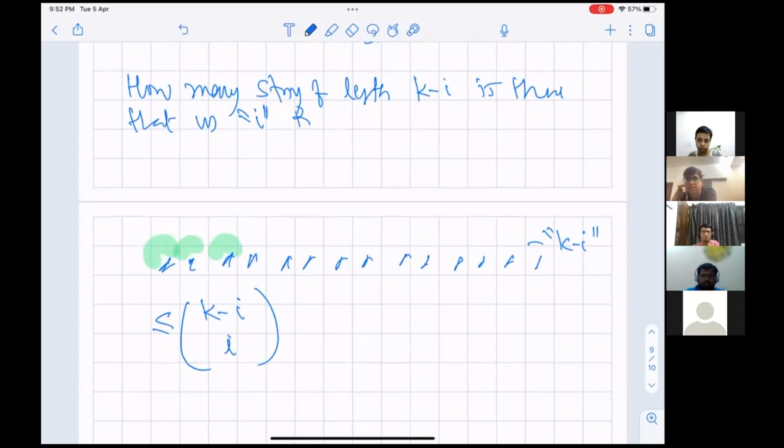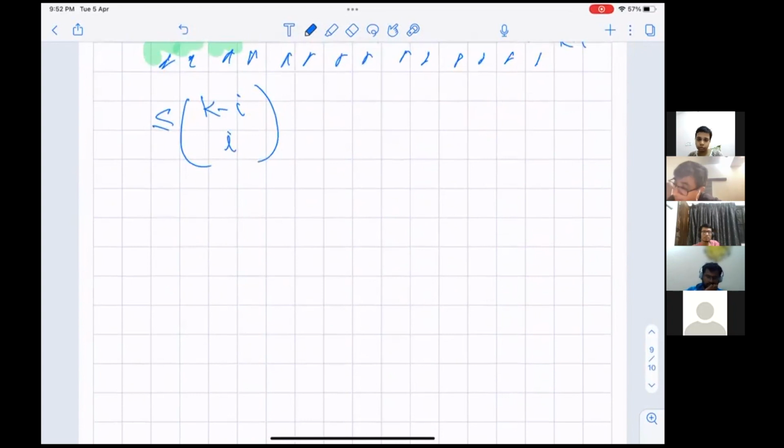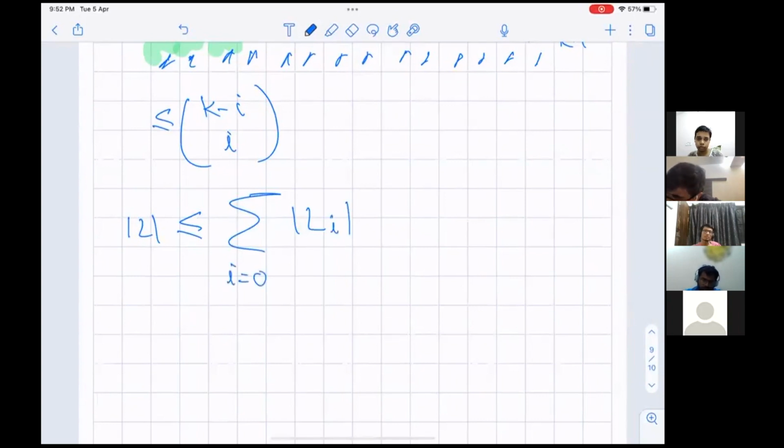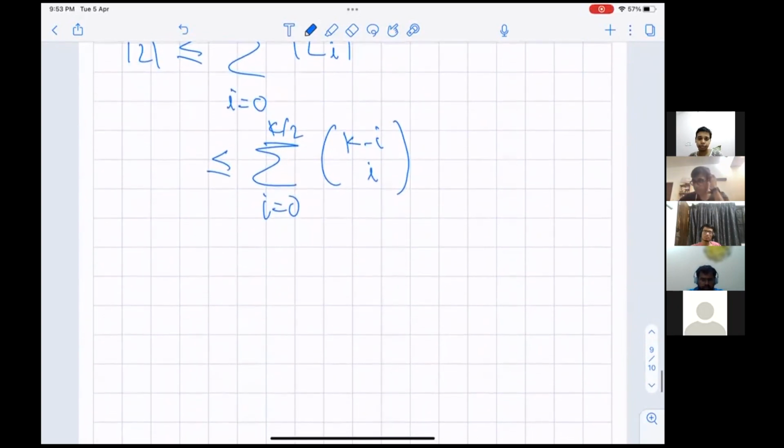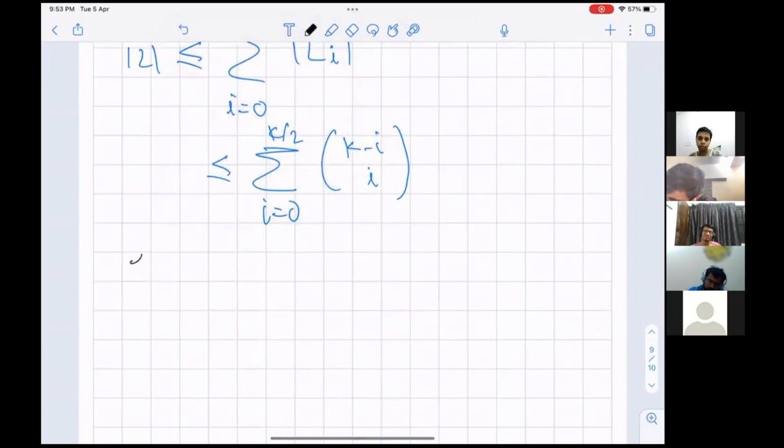Okay. I'm not doing any amazing maths at this point of time. But now, what is this? This is less than or equal to summation of Li, I going from 0 to K by 2. Agreed? So this is less than or equal to summation I equal to 0 to K by 2 of K minus I choose I. Is this fine? All good? So now how to do this? How many terms are there? K by 2 terms are there.